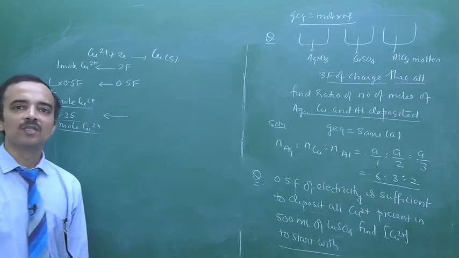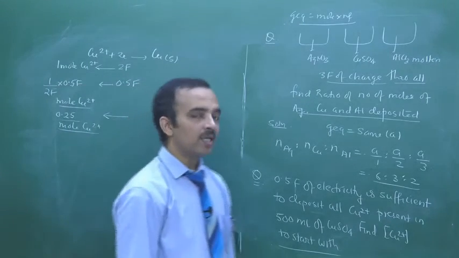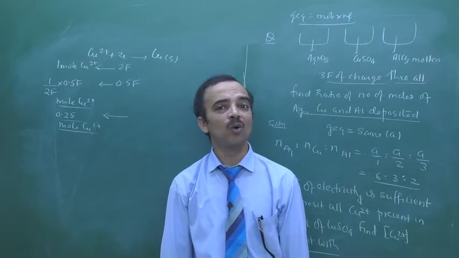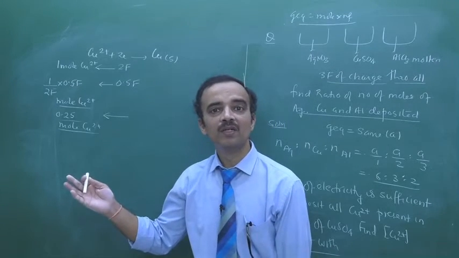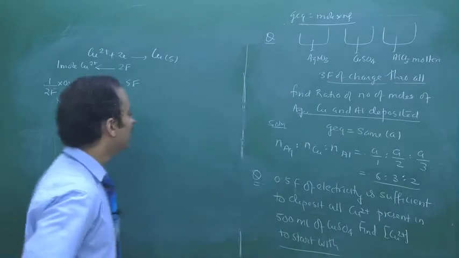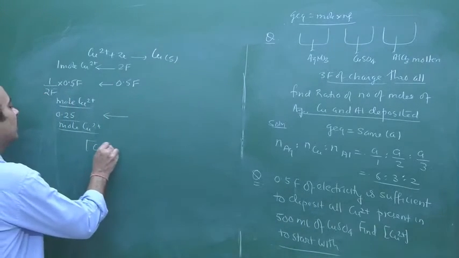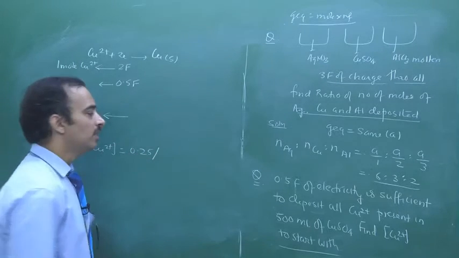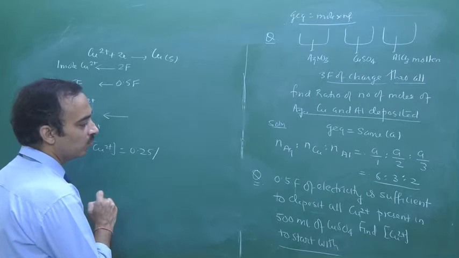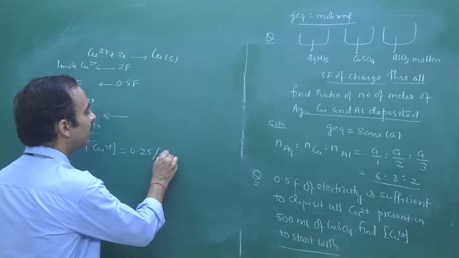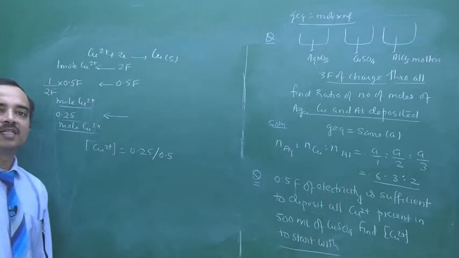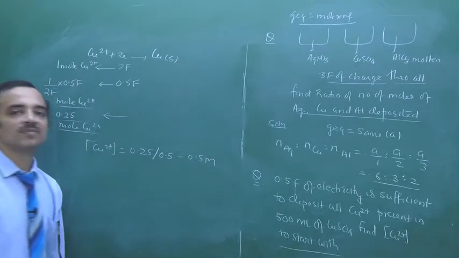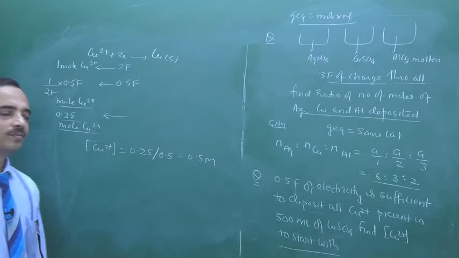Is it clear? So that means to say the number of mole of Cu2 plus ion present in the solution are only 0.25. Therefore, what was their molarity? Molarity of Cu2 plus ion is mole divided by volume in liter. And what is volume in liter? 0.5 liter. Is it clear? This comes out to be 0.5 M. Is it clear to all of you?